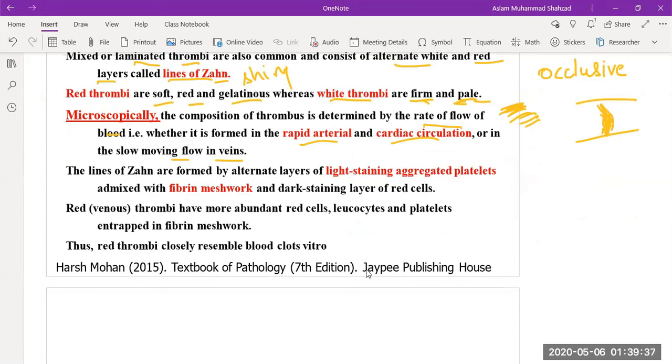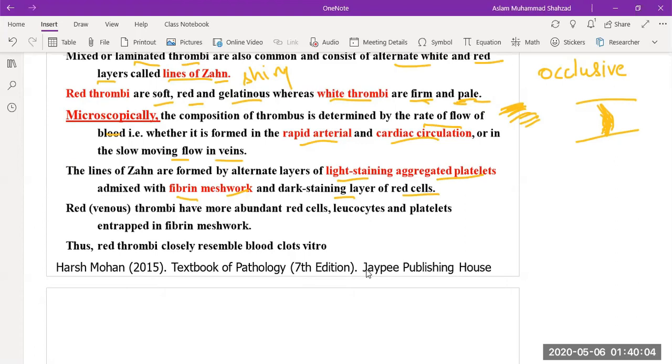Then we mentioned that the lines of Zahn are formed by alternating layers of light staining aggregating platelets admixed with fibrin meshwork and dark staining layers of red cells. So I already discussed that the lines of Zahn are a composition of red cells and platelets with fibrin. That's why the white layer shows you the presence of platelets, whereas the red shows you the presence of the red cells.